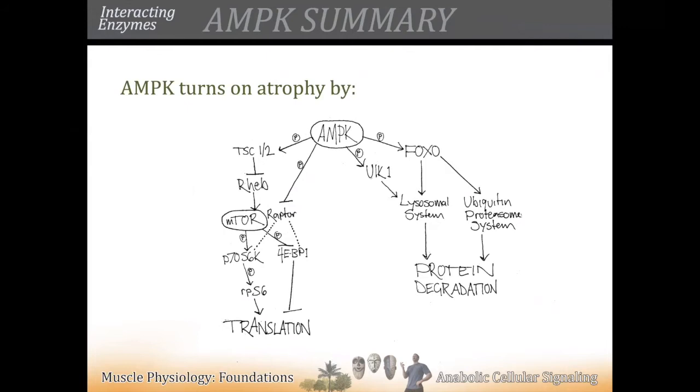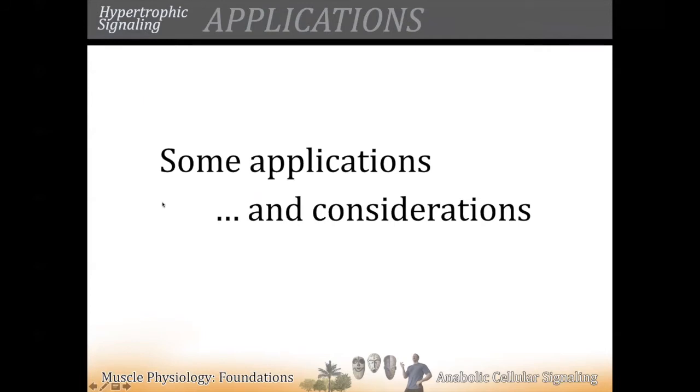Now, AMPK turns on atrophy, right? It turns off mTOR and it turns on protein degradation. So ULK1 and FOXO, so the lysosomal system and the ubiquitin proteasome system. We're going to turn on protein degradation, but we're going to turn off protein translation. So if you activate your AMPK, AMP activated protein kinase, you're going to induce atrophy, and that's been observed. So that's where we've been. That's our brief recap sequence.